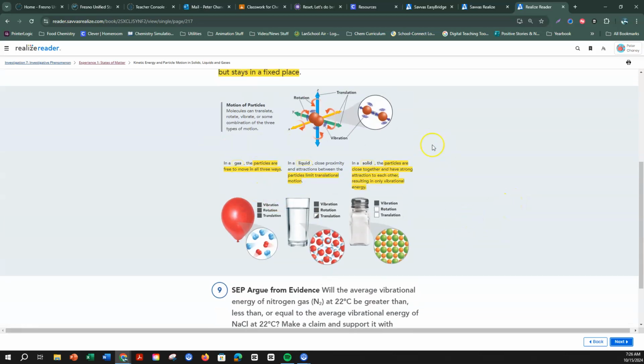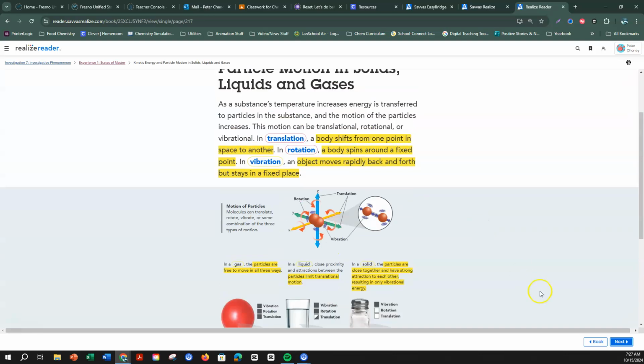And down here, make sure you get to the bottom of the page. We're going to be making these annotations as well. So for gas, particles are free to move in all three ways. So you can see that all three of those, gas is the most excitable, most moving particle. Liquid, close proximity and attraction between the particles limit translational movement. So it does kind of have translation, but not nearly the same amount or type as gas, but it does have all three: vibration, rotation, translation. A solid, particles are close together and have strong attraction to each other, resulting in only vibrational energies. So solids only have, of the three, vibration as movement of particles.